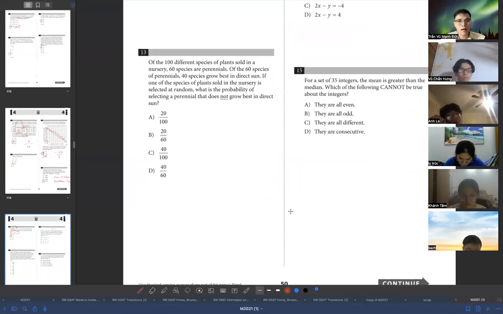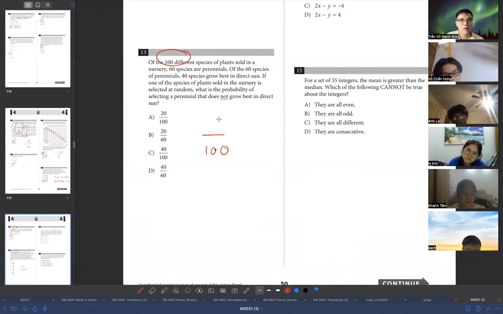A. Let's see. Probability of selecting a perennial that does not grow best in direct sun. Okay, so the biggest sample size here is 100. The very same example, for the aforementioned knowledge, which is probability. The biggest population size is 100. We have 40 species grown in best direct sunlight, 60 species are perennials. And of the 60, 40 species grow in direct sun.